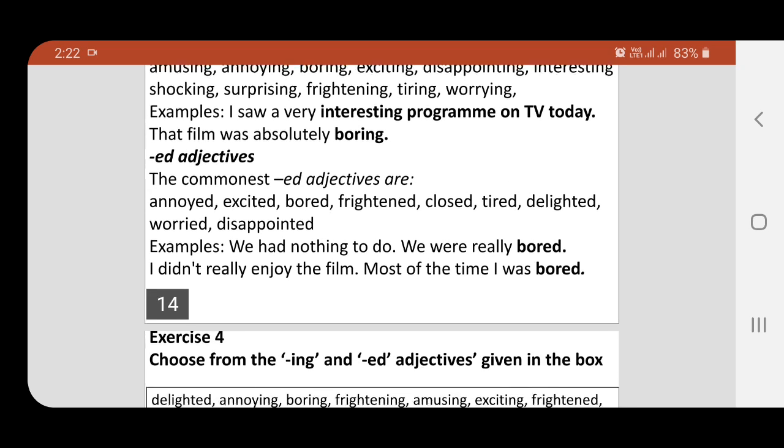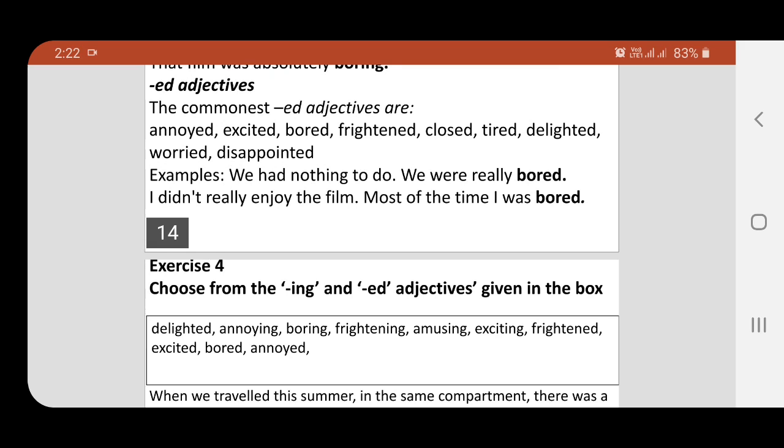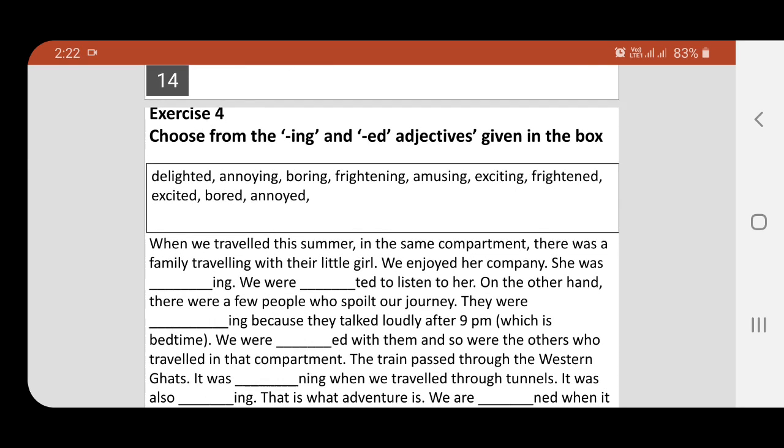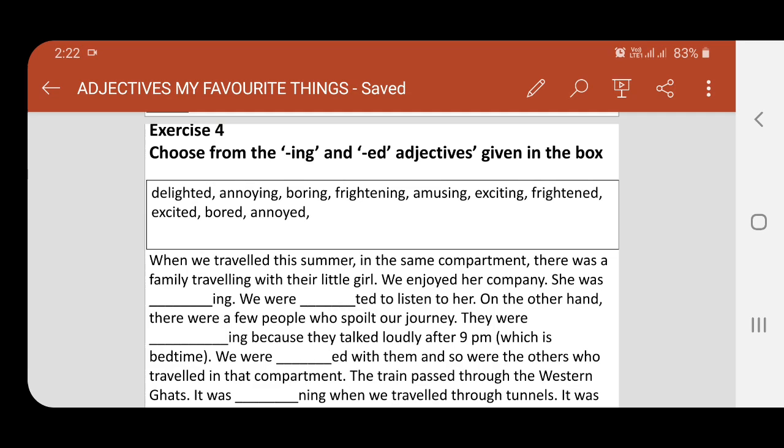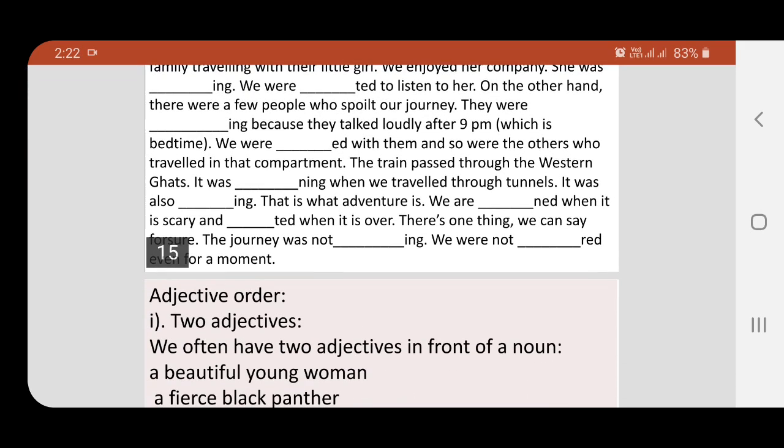Based on this, we had exercise 4. We are given some adjectives ending with ing as well as ed. In exercise 4, you are given a paragraph. You are supposed to read the paragraph, write it, and fill the blanks by choosing the adjectives given above, delighted to annoyed. You have to find a suitable adjective, read the sentence, understand the meaning, and fill. So this is your exercise number 4.